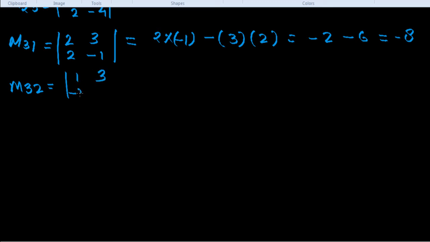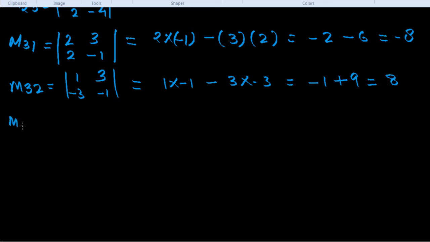1 3 minus 3 minus 1. So we get here 1 into minus 1 minus 3 into minus 3. So we get here minus 1 plus 9, which is again 8.